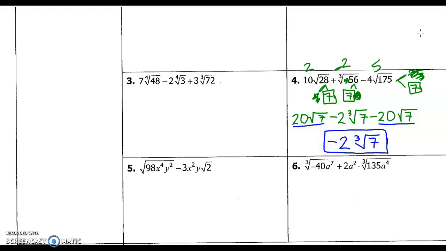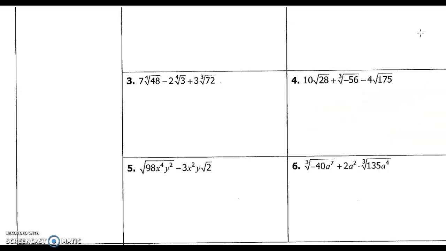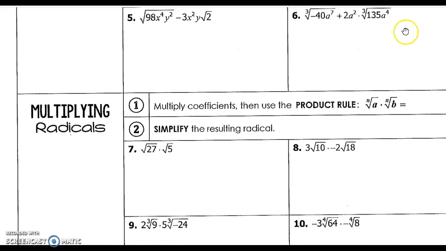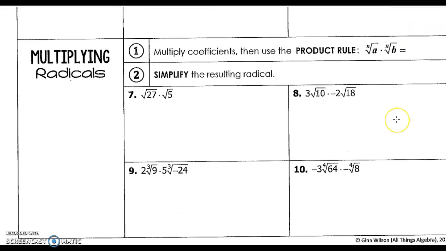You can only add and subtract like radicals. All right, so let's move on to multiplying. So when you multiply, what you do is you multiply the outsides, you multiply the insides, and then you simplify. So looking at number 8, on the outside, 3 times negative 2 is negative 6. Square root of, on the inside, 10 times 18 is 180.